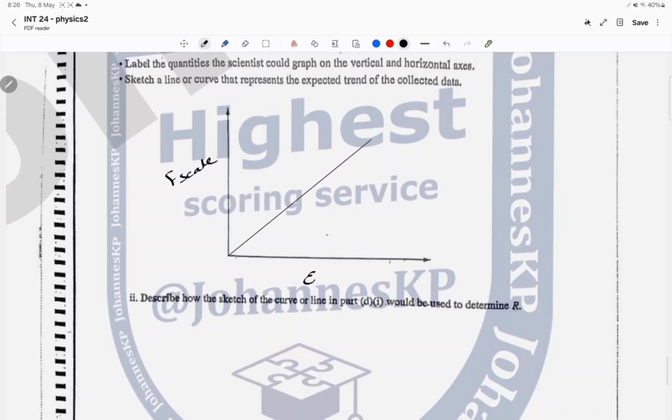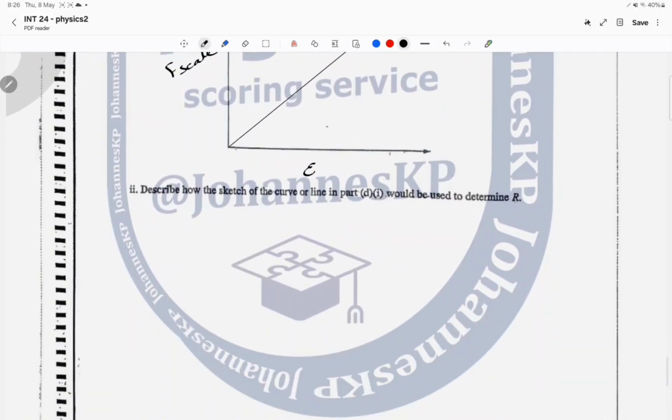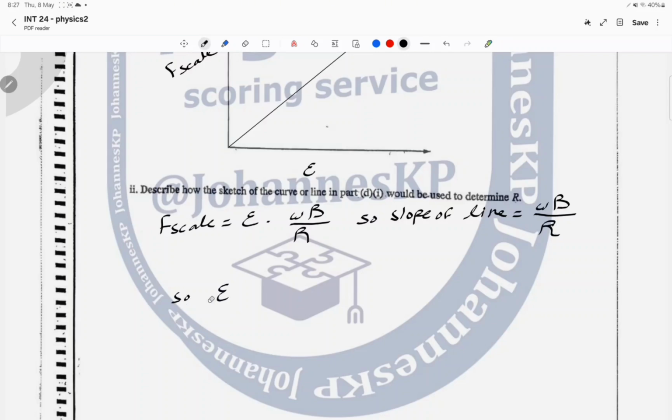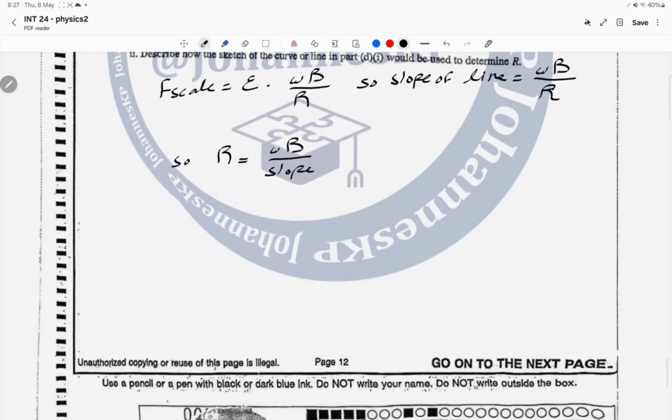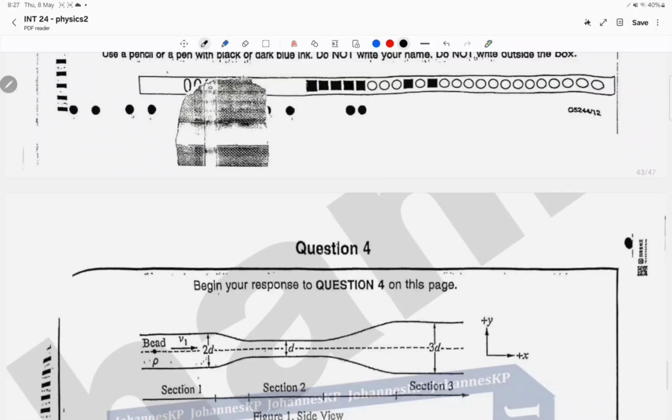Describe how the sketch of the curve will be used to determine R. So we're going to say that F scale is equal to EMF times WB over R. So the slope of the line is WB over R. So R is equal to WB over the slope. Yeah, that's about it.